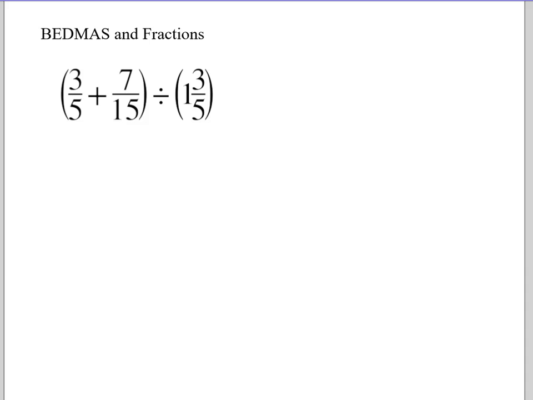So BEDMAS and fractions, now we just have to keep track of when we need common denominators, when we have to invert and multiply and all those types of things, but we still have to follow BEDMAS. So in this question there's brackets, so I'm going to do the brackets first.